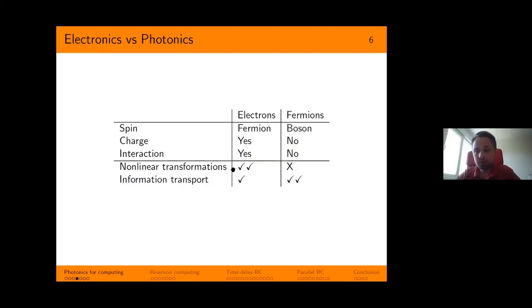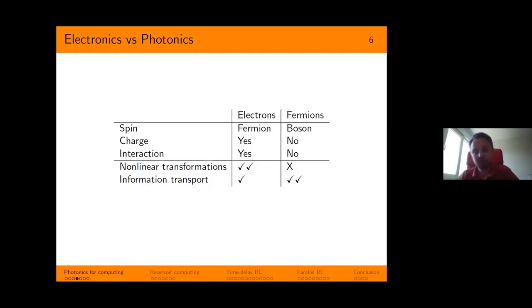Because of their fermionic nature, the electrons strongly interact, and they are well suited for nonlinear transformations. On the other hand, these very interactions are a problem in the transportation capacity, making them quite mediocre for information transportation. The photons, on the other hand, do not interact directly.